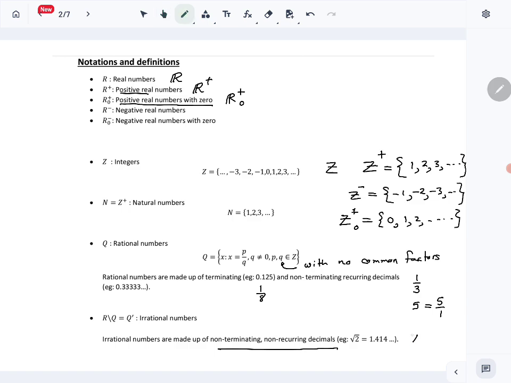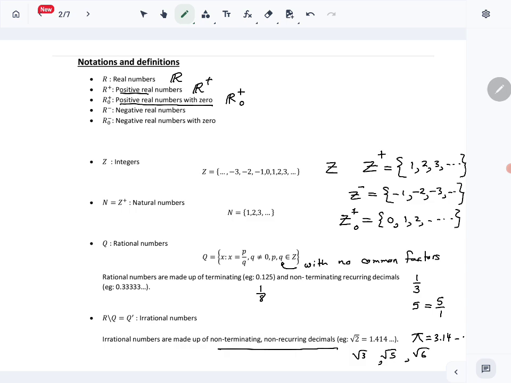Another famous irrational number is pi, 3.14, and so on. That's also a non-repeating, non-terminating number. Some more irrational numbers are root 3, root 5, root 6, and so on. Those are all irrational numbers, right?